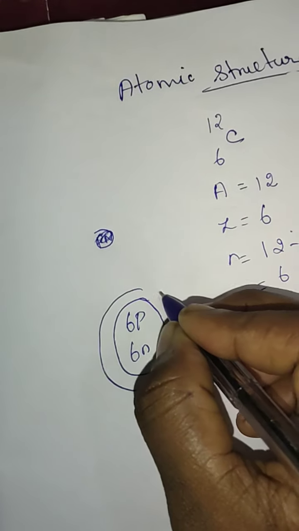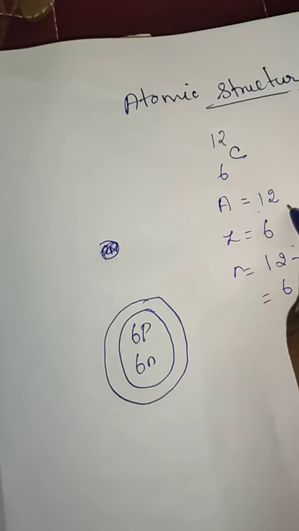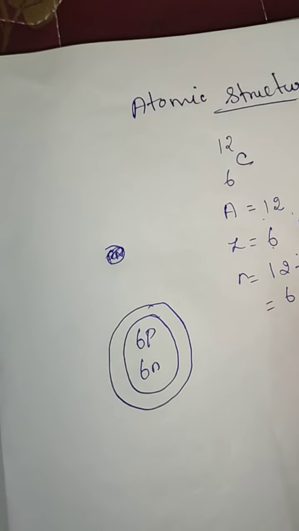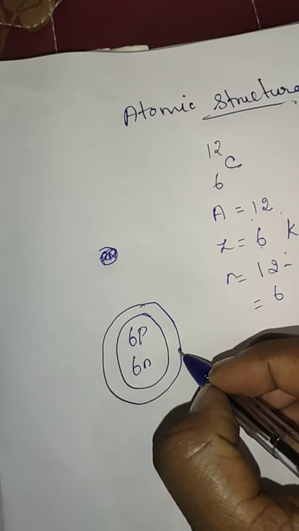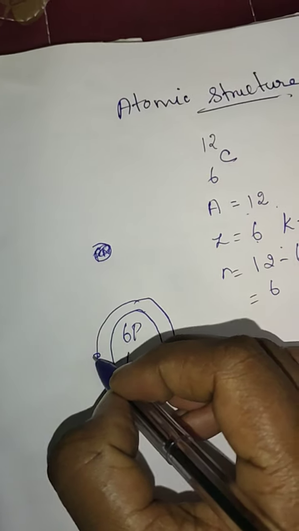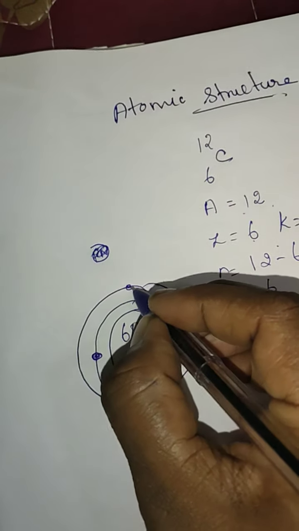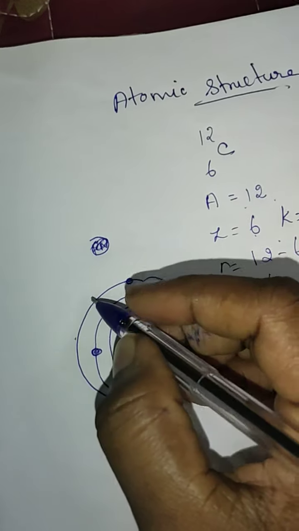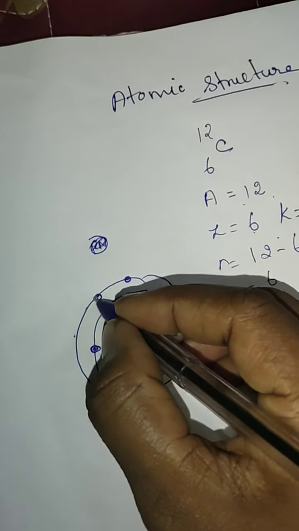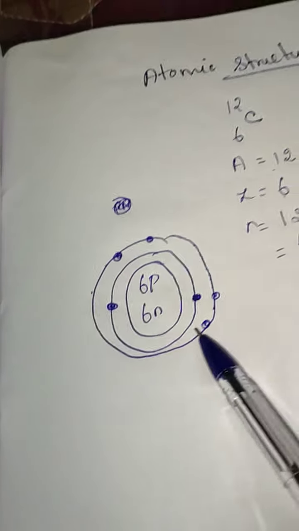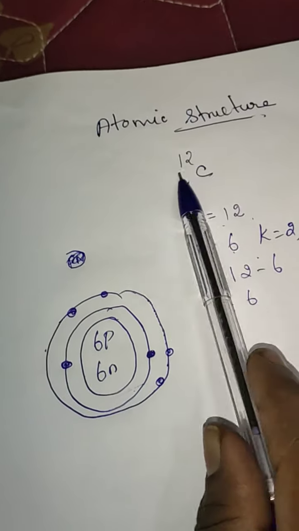Outside, write the electronic configuration for 6. K is equal to 2, L is equal to 4. So the first orbit has 2, put 2 dots. Next one has 4. So this is the atomic structure. Like this you have to draw. This is also a very important question.